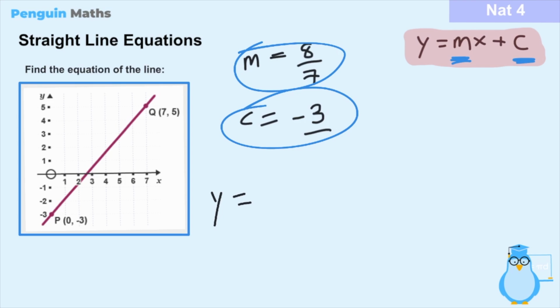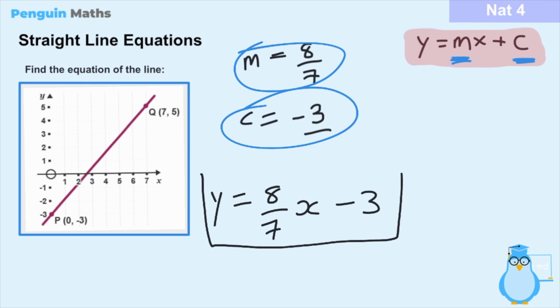So we have y is equal to m, so m is 8 over 7, 8 divided by 7, x, and then c is minus 3, so that is our equation for this line. Y is equal to 8 divided by 7 x minus 3.